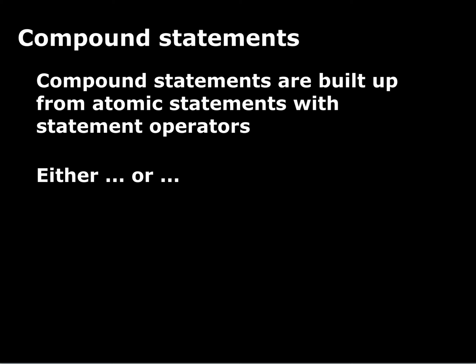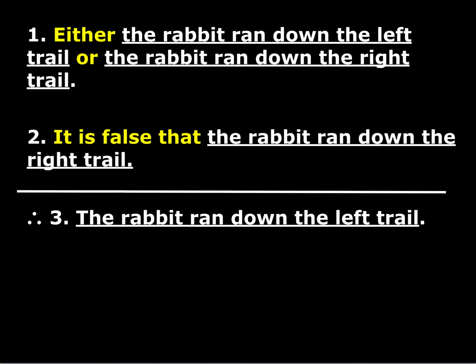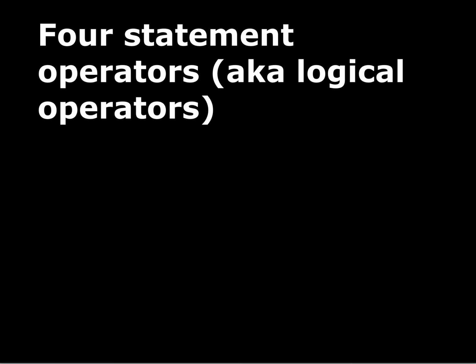So if you recall premise 1, it put the two parts together, the two atomic statements, with this "either or." And premise 2 used "it is false that" to turn the atomic statement into a compound statement. And I've illustrated that here. Premise 1 is using "either or" to turn these two atomic statements into a compound. Premise 2 is using "it is false that" to turn this one atomic statement into a compound statement.